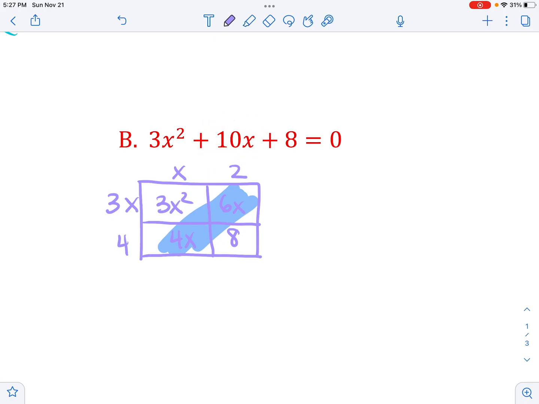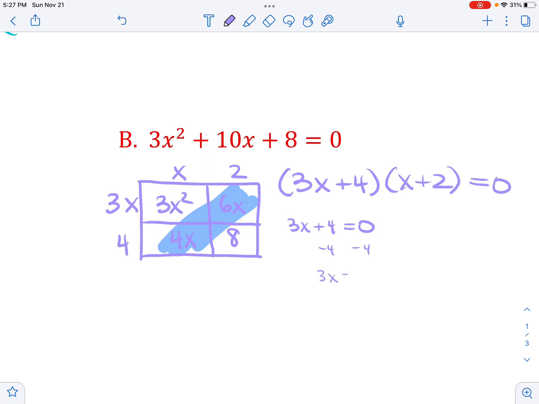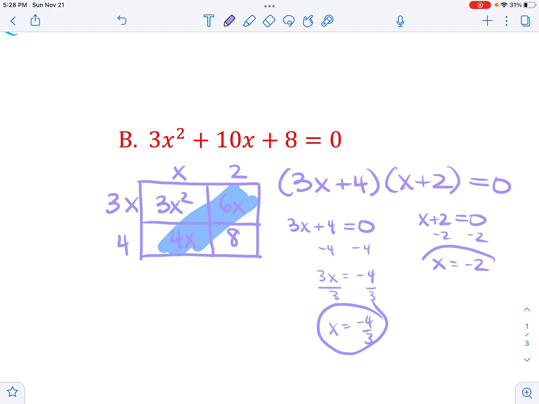So now I can switch from the inside of the box to the outside. That's a positive 2. Set each equal to 0, so split and solve. And then I'll just finish the problem right here. Divide both sides by 3. There's our first answer. This one is a little easier. Set this one equal to 0 and do the inverse. And there's your second answer.